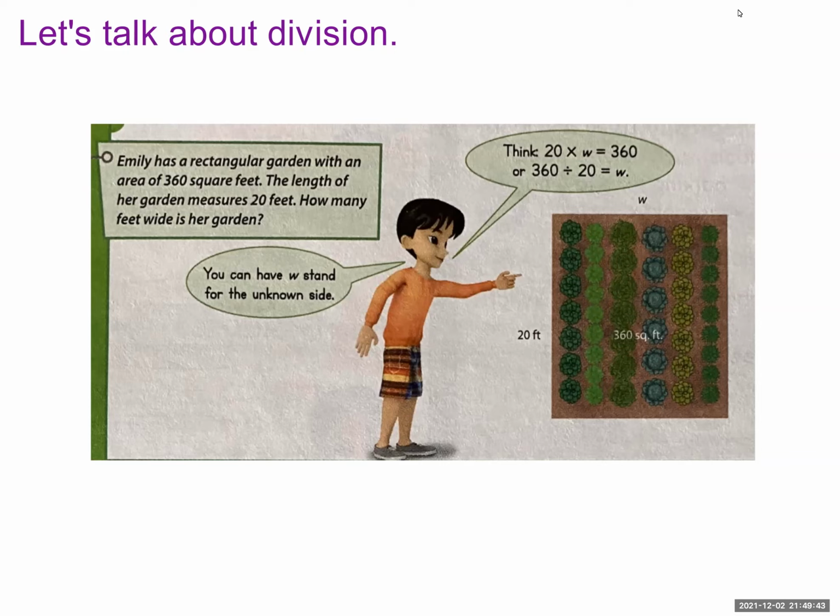Now, it doesn't necessarily say do this division problem. If I look at the word bubbles, though, it says you have W stand for the unknown side, and it says think 20 times W is 360, or 360 divided by 20 is W. So, right there, it pretty much is my division problem. 360 divided by 20. Let's step back from this for a second and just talk about that. 360 divided by 20 is W.